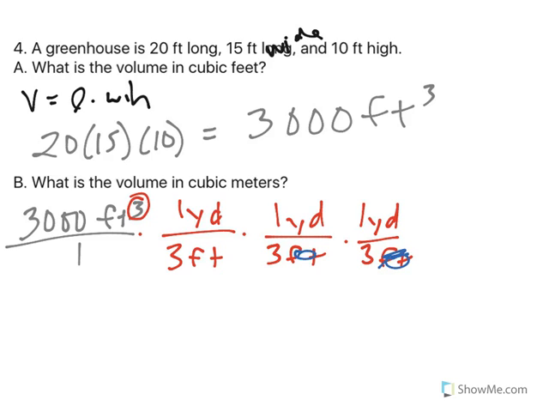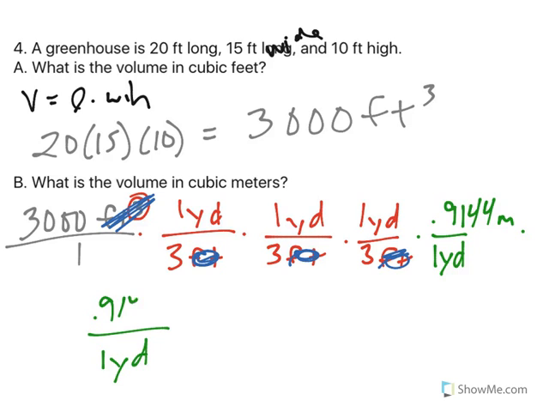So 1 foot, 2 foot, 3 foot, go. All right, so now that I'm in cubic yards, now I can go to cubic meters. So 1 yard is 0.9144 meters. 3 times 0.9144 meters is 1 yard.